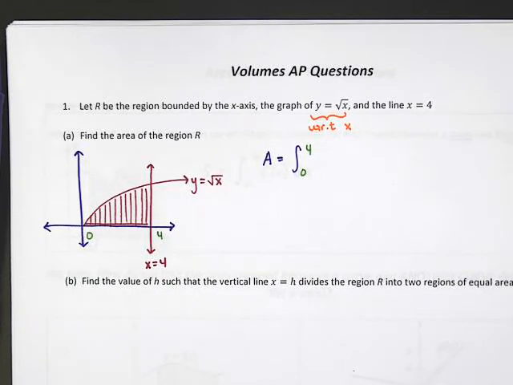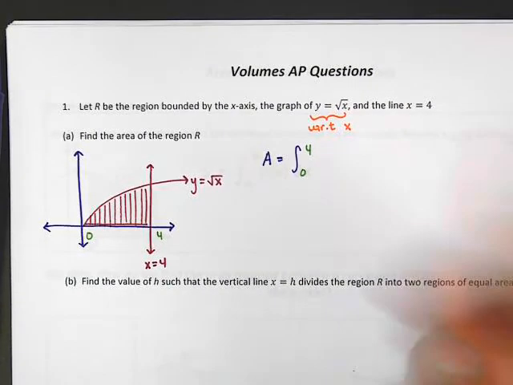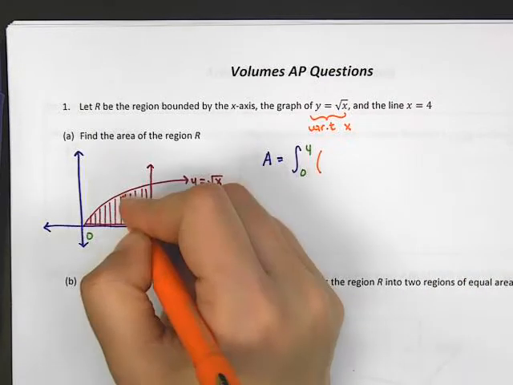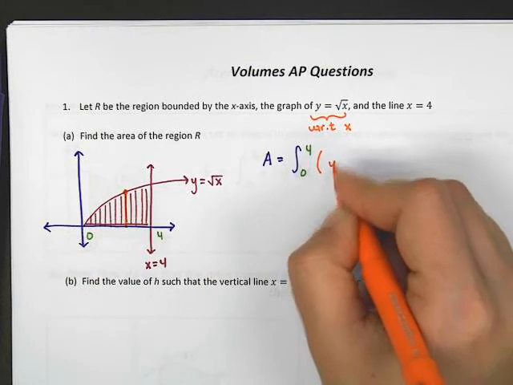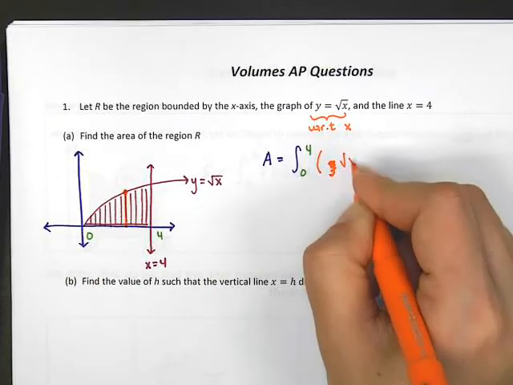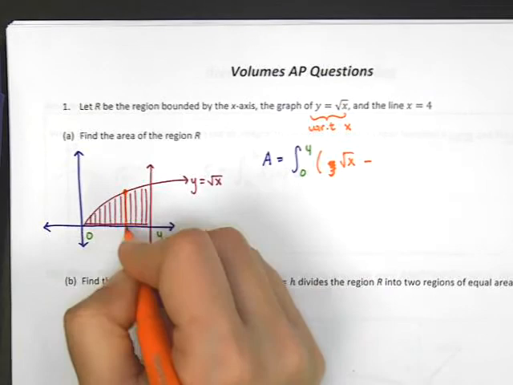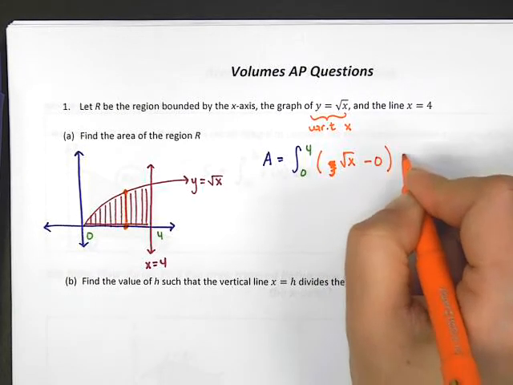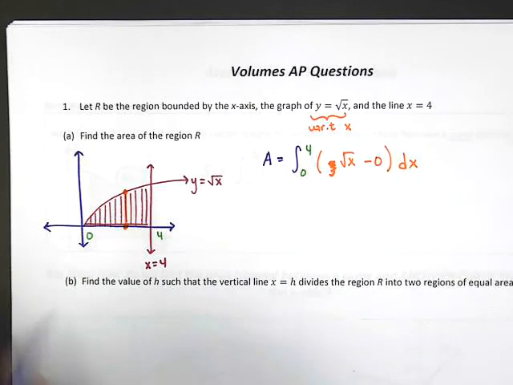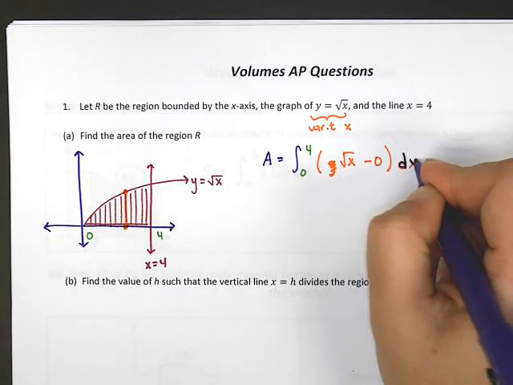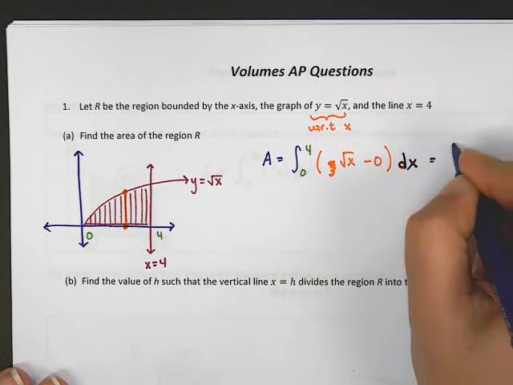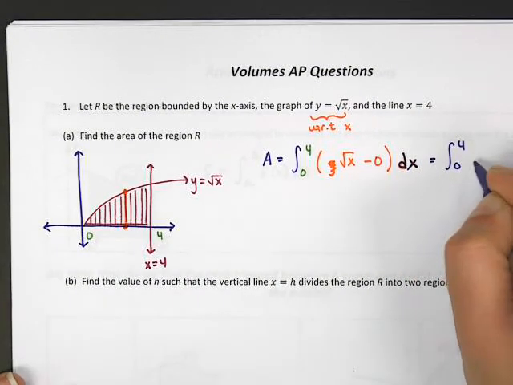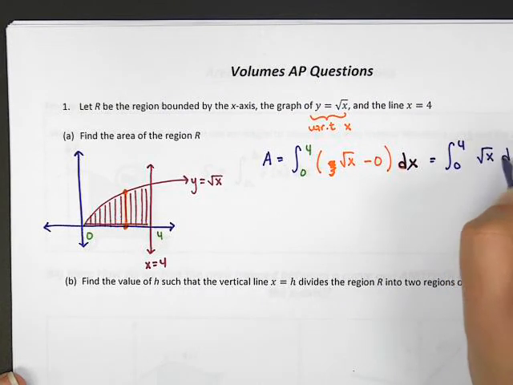And inside of here, I need to do top minus bottom. Now the top of my area is going to be on the graph of y equals the square root of x. So I would write the square root of x here, minus the bottom of my area would be 0, dx, because I'm doing this problem with respect to x. Now, again, this is no calculator, so our next step would be to simplify this integral as much as I can. So I would have 0 to 4 of the square root of x dx.